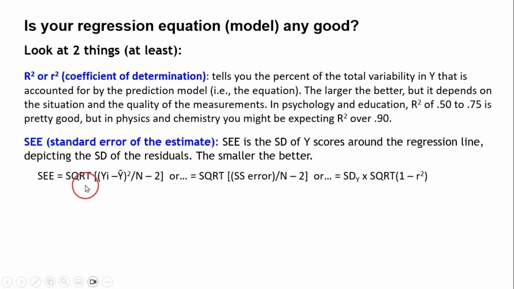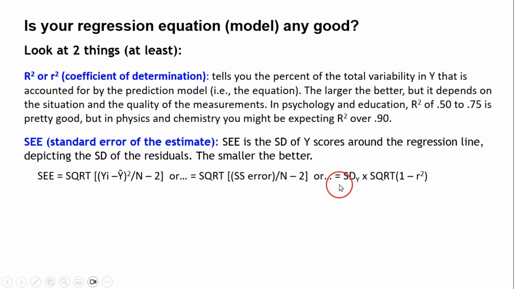I'm just showing you how that's calculated. There are 3 different ways to compute it, and the computer gives it to you automatically, so you would look for the standard error of the estimate. It's the standard deviation of the y-scores around the regression line, equal to the square root of the sum of each y minus the predicted value squared, divided by n minus 2. This is essentially the formula for a standard deviation. Or the computer calculates it by taking the sum of squares error output divided by n minus 2, and you take the square root of that.